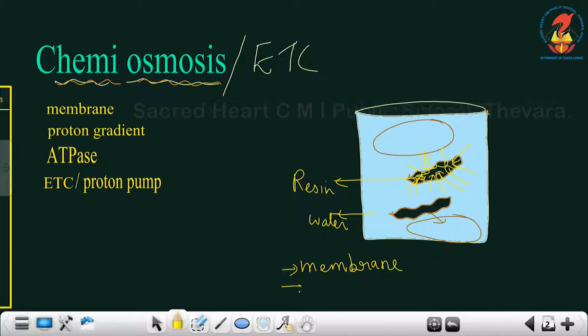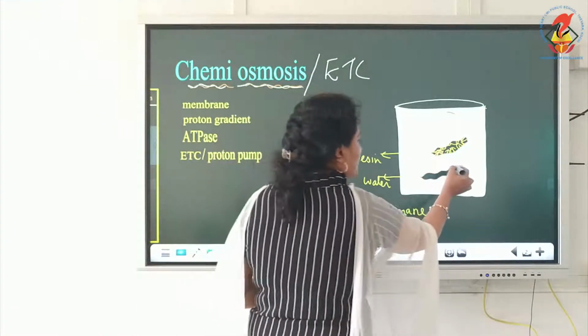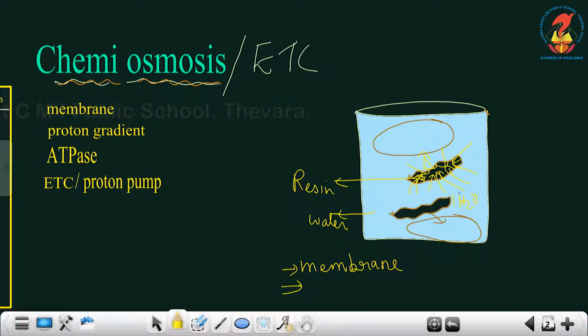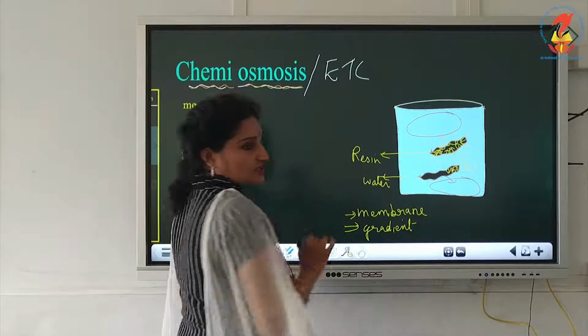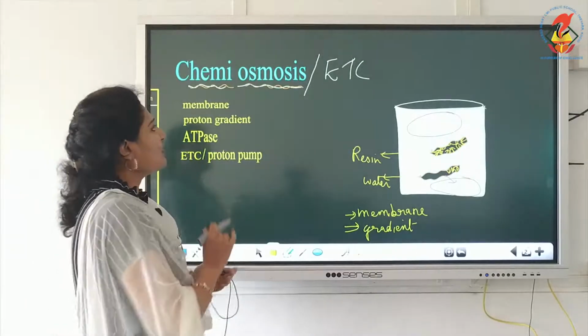Second important requirement is a gradient. Water was high outside the raisins. Water was high compared to the water inside the raisins. So a gradient was required. And here what was the gradient? A water gradient. So I am going to incorporate this into chemiosmosis.